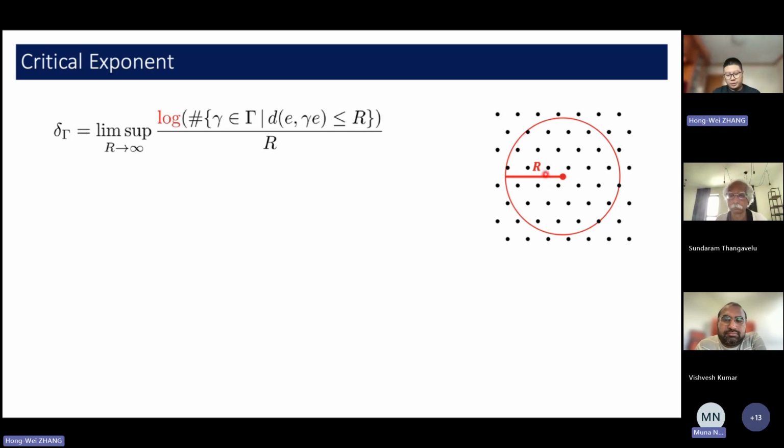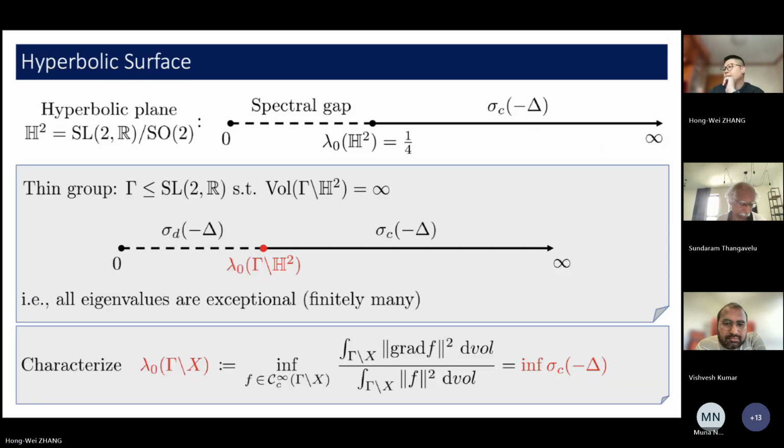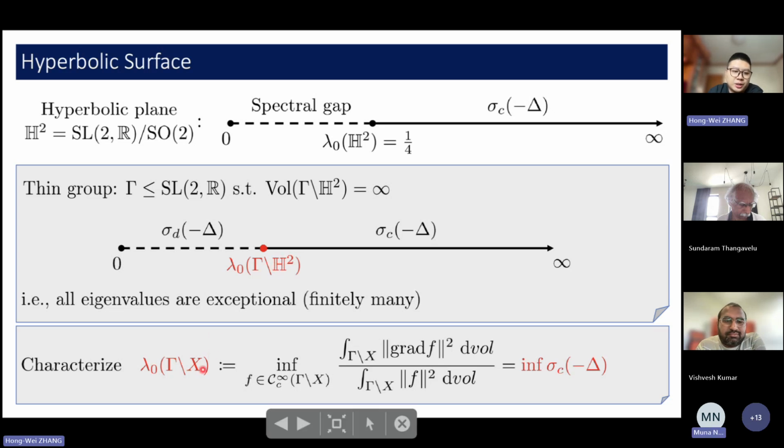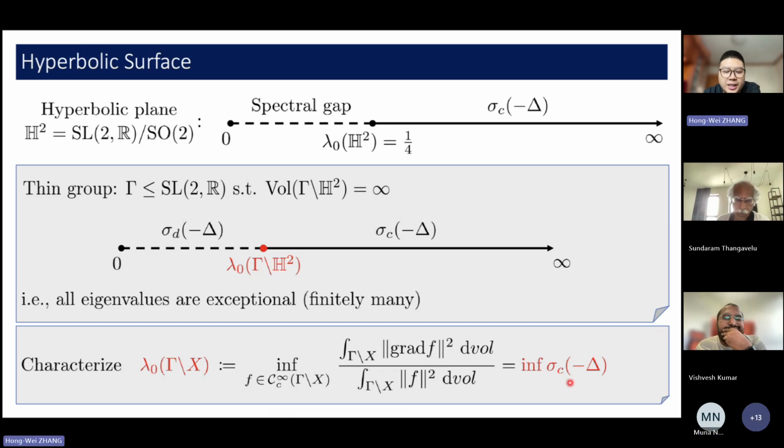Can you go back to the previous slide a little bit? So this lambda 0 is the minimum thing, right? Yeah, sorry, I forgot to say that X here is a hyperbolic space, or a symmetric space. I start with H2, a two-dimensional example. Yes, it's the minimal.